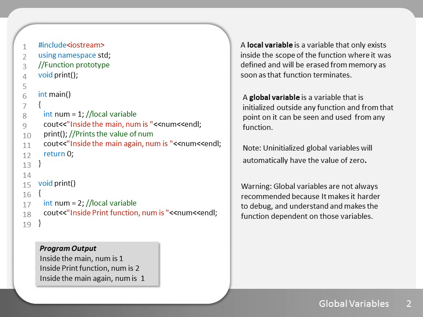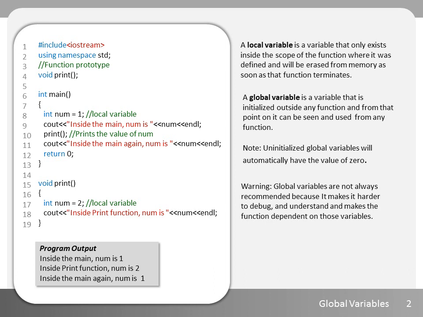On line 8, num is declared an integer variable and initialized with 1. Then it prints inside the main num is 1. And there's a function call to function print. This function declares num as an integer and initializes it with 2 and prints inside print function num is 2. It returns to its caller and continues to print inside the main again num is 1.